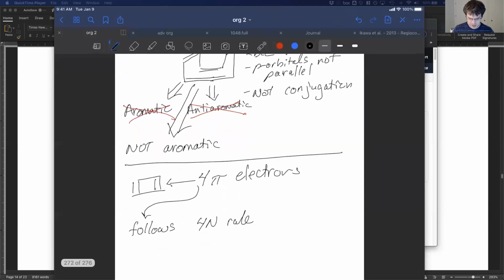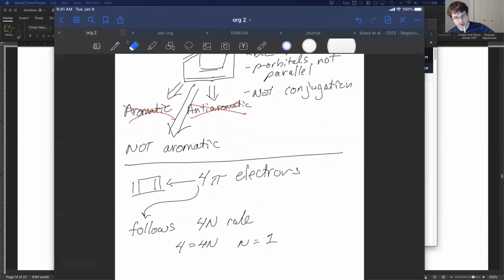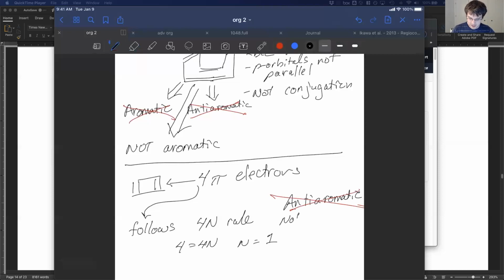And if it follows the 4n rule, right, because 4 equals 4n, divide both sides by 4, n equals 1. Okay, so we're at a positive whole number with the 4n rule, but not the 4n plus 2 rule. So we satisfy the anti-aromatic equation. So are we anti-aromatic? Well, as soon as we want to write yes, anti-aromatic, we have to stop ourselves and say, but how's the molecule going to get out of this bad situation? Because the answer isn't that it's anti-aromatic. The answer is that it's not aromatic.